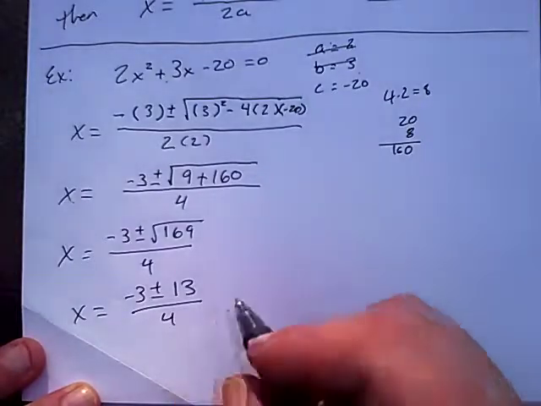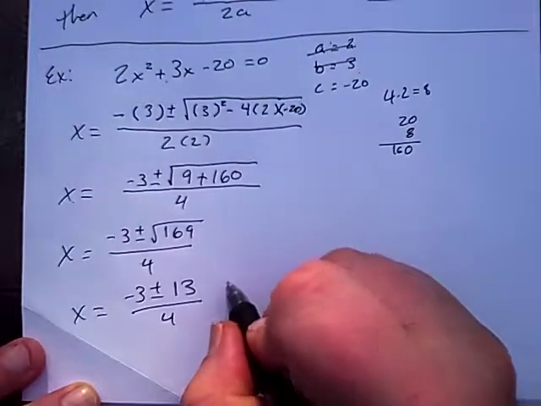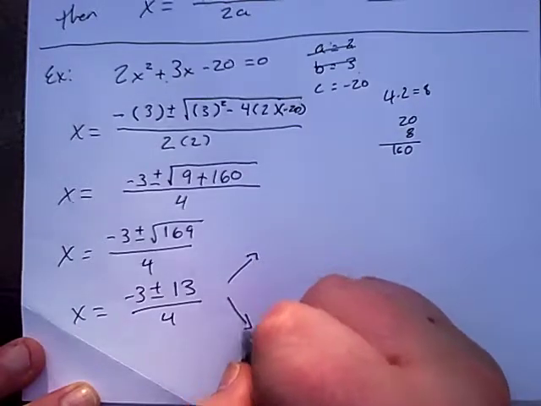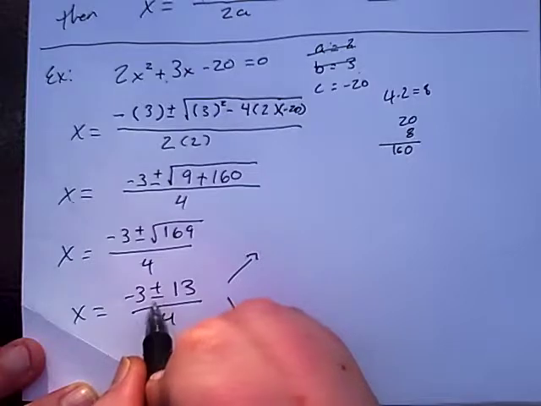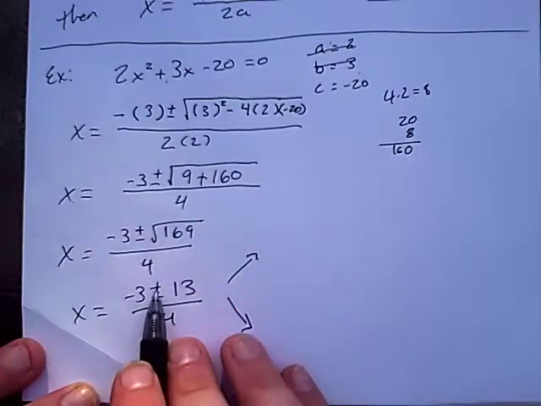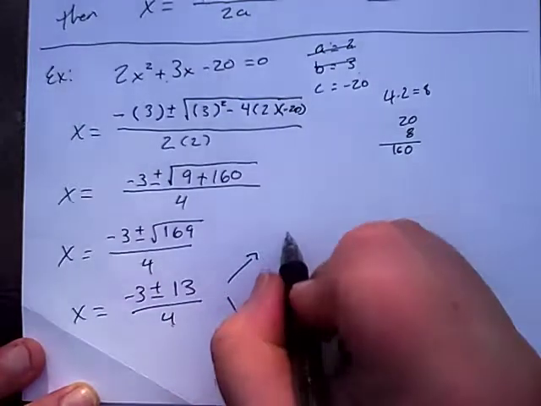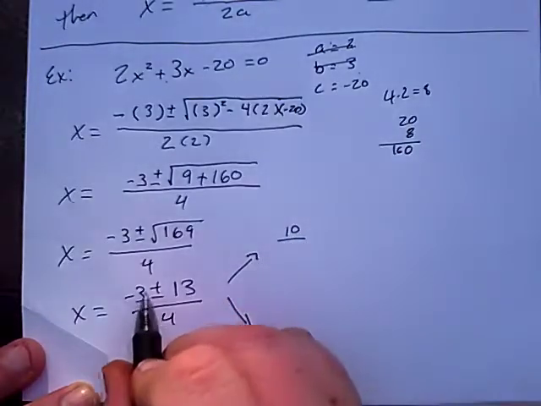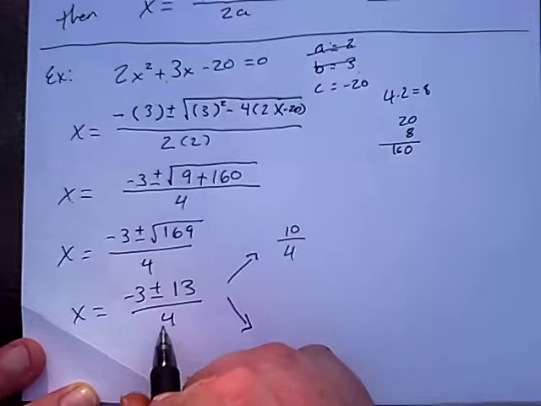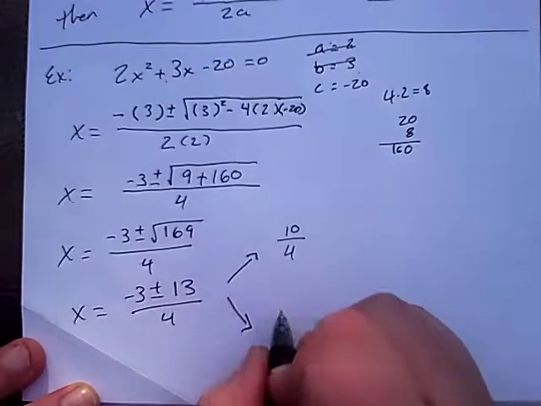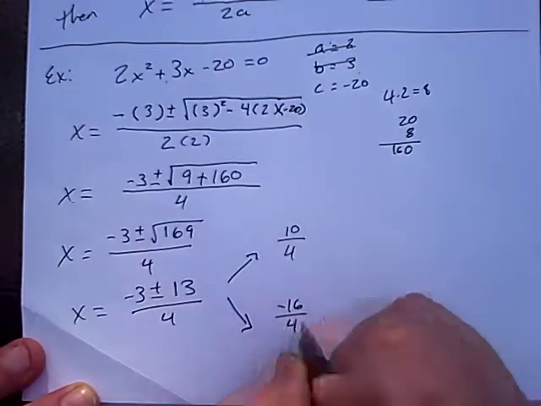And now this is going to break into two different parts. We have to deal with the plus, and then we have to deal with the minus. So negative 3 plus 13 is 10, and again it's going to be divided by 4. Negative 3 minus 13 is negative 16.